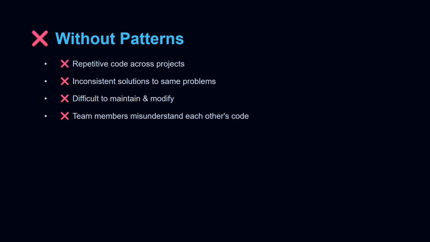Without them, here is what happens: we will find ourselves writing repetitive code across multiple projects. We solve the same problems in inconsistent ways, and the code is difficult to maintain and modify. The team members cannot understand each other's code. For example, I write a code and my teammate writes another code. We cannot understand the code which has been written by the other team member.